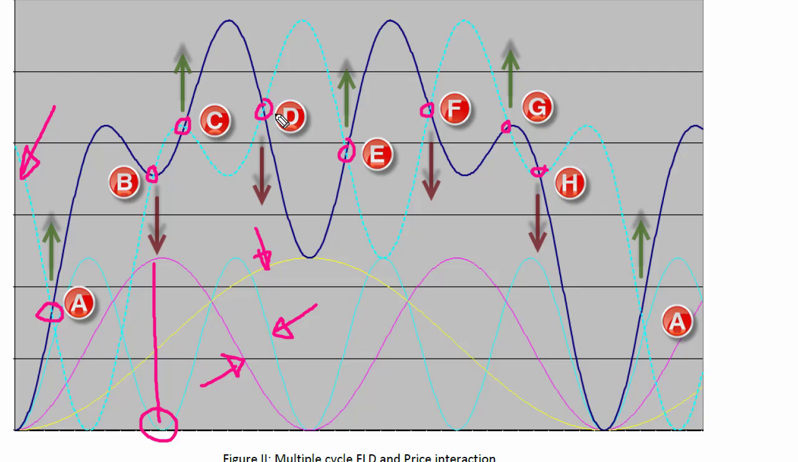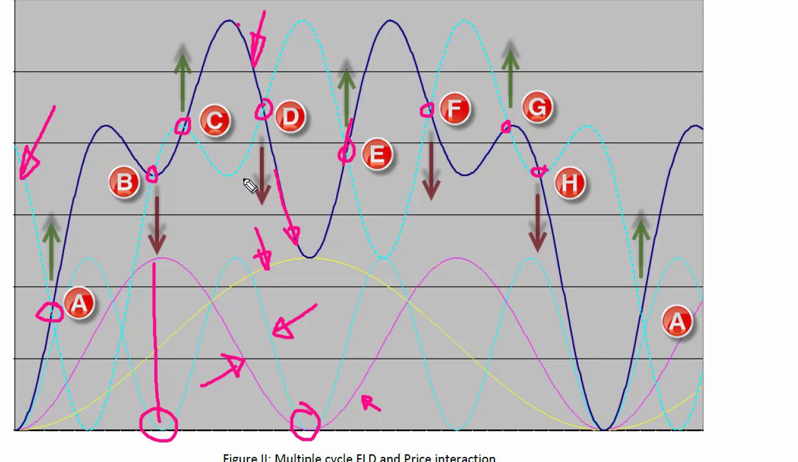Similarly, the D category interaction is very simply an interaction that is expected to occur when price moves down into this trough of the purple colored cycle over there, which would of course be the 40-day cycle trough. The E category interaction is where price moves back above the FLD, and so forth. You can complete the sequence, I'm sure.